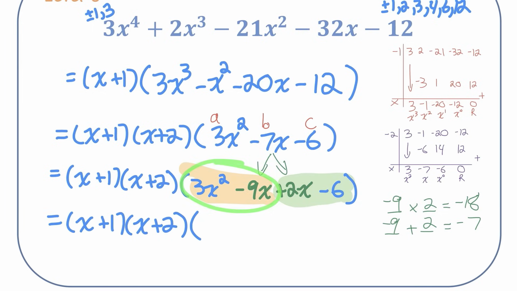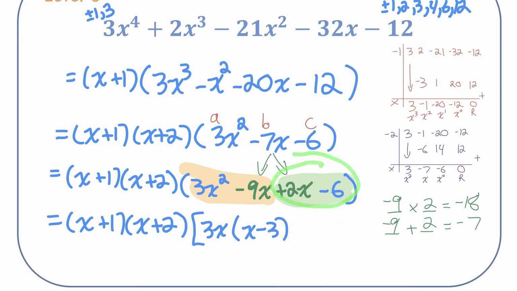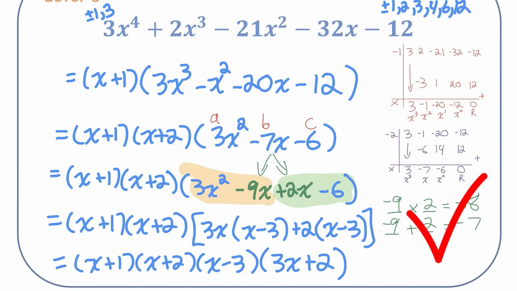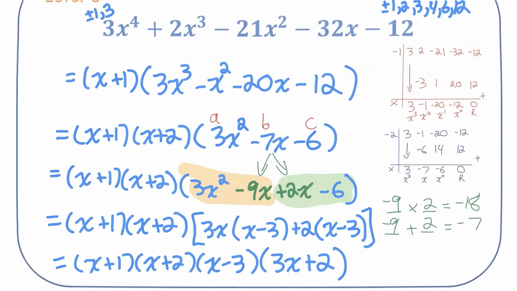From the first two terms, I can common factor a 3x, and from the last two terms, I can common factor a 2, which leaves me with x minus 3 again. So I can common factor out that x minus 3, which then leaves me with 3x plus 2 as my last factor. And there you have it, level 8 has been factored. Level 9.